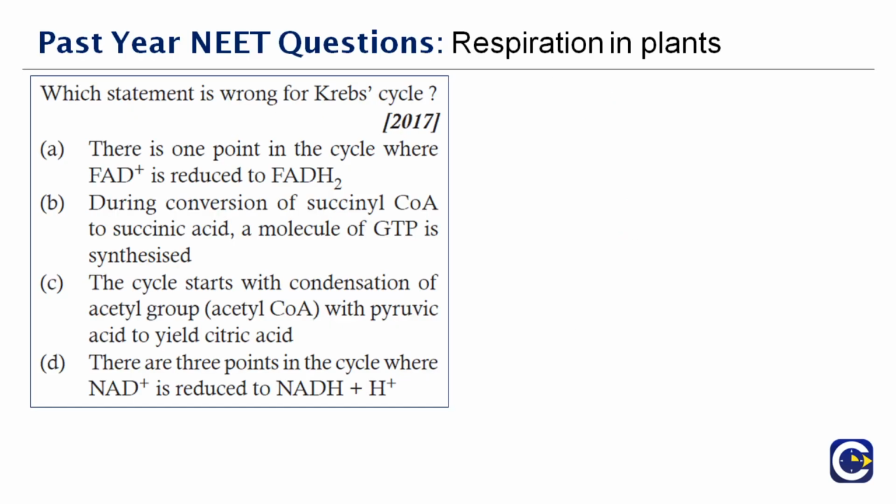This question was asked in the year 2017. Which statement is wrong for Krebs cycle? So you're given 4 statements here, but before we go into the solution, let us discuss what is Krebs cycle. What is the other name for Krebs cycle? It is also called as citric acid cycle, or you can call it as a TCA cycle. You have many names for it.